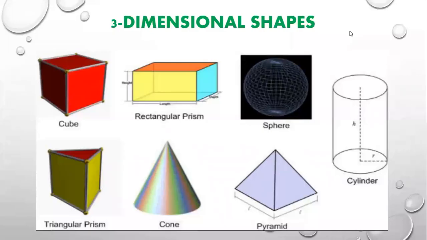Let us look at three-dimensional shapes. Under three-dimensional shapes, we shall be looking at some of these shapes: tubes, rectangular prisms, spheres, cylinders, pyramids, cones, and then we shall be looking at how many edges they have, how many faces, how many vertices these shapes have here.